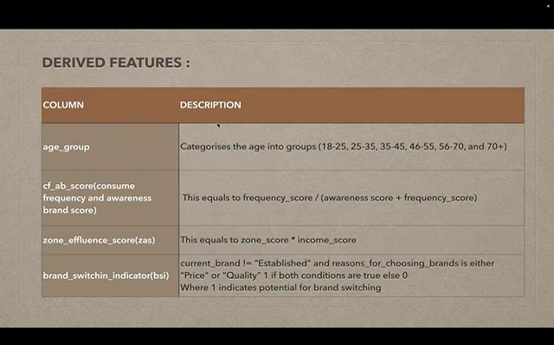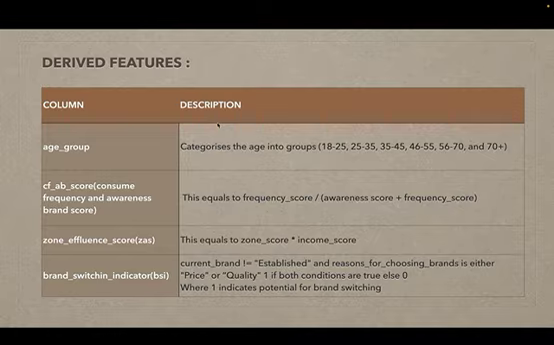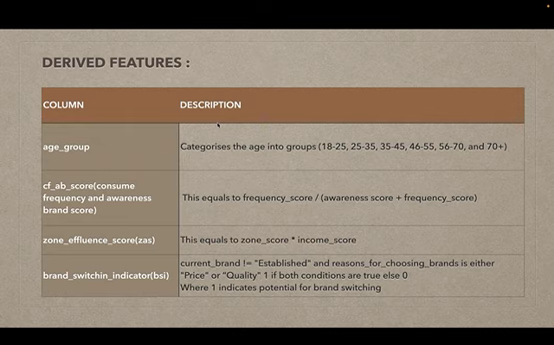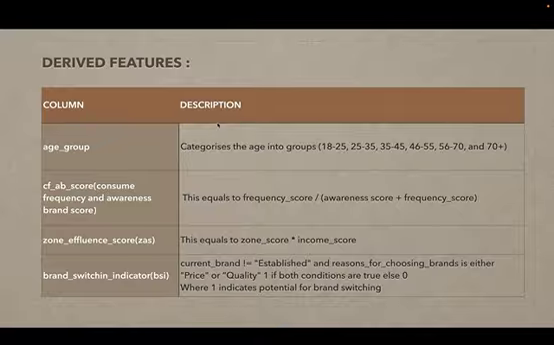Next are the derived features. Age group categorizes the age into groups. CFAB score, which is the combination of consume frequency and awareness of brand score, equals the frequency score divided by awareness score plus frequency score. Next is the zone affluence score, that is ZAS. This equals the zone score times the income score. Next is BSI, that is the brand switching indicator, where if the current brand is not equal to established and the reason for choosing the brand is either price or quality, then it is 1, otherwise it's 0. Here the 1 indicates potential for brand switching.